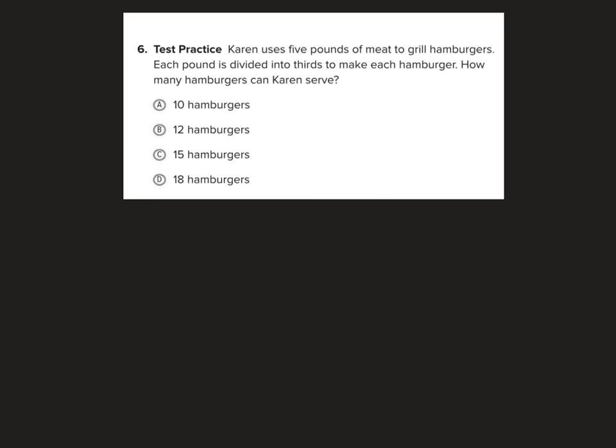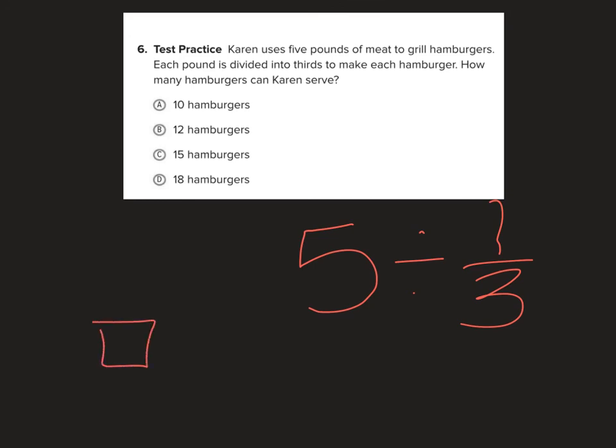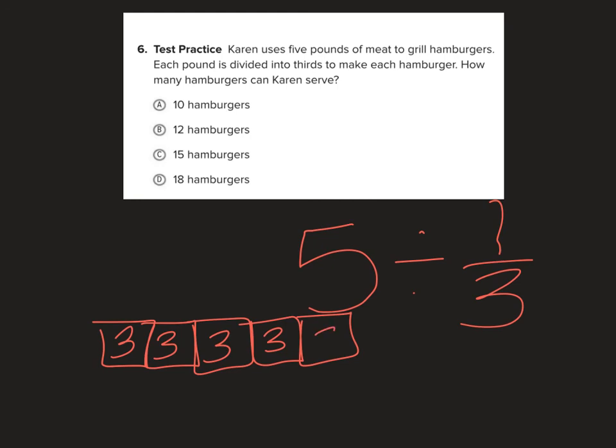Karen uses 5 pounds of meat to grill hamburgers. Each pound is divided into thirds to make each hamburger. How many hamburgers can Karen serve? So I have 5 pounds of meat, and each pound is divided into 1/3, into 3 equal pieces. Okay, so again, I'm picturing my 5 hamburgers, and each is cut into 3 equal pieces. So how many hamburgers can I make? 3 times 5, or 15 hamburgers.